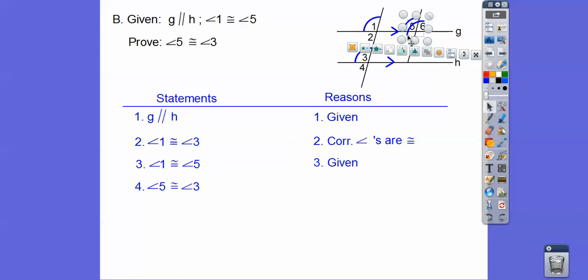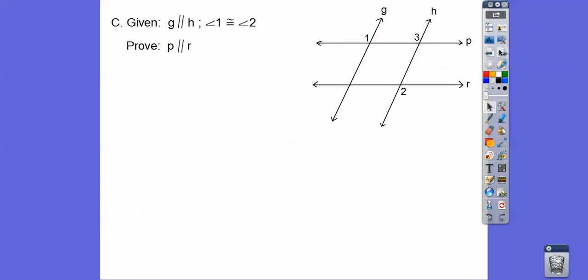Okay, whoops, I clicked on too many up there. Okay, so the substitution property. All right. Okay, so this one here, you guys, is another one that we have to fill in. So here we go. So given that G is parallel to H, so we'll put some parallel symbols there. And angle 1 is congruent to angle 2. We're going to use that information to prove that P is parallel to R right there.